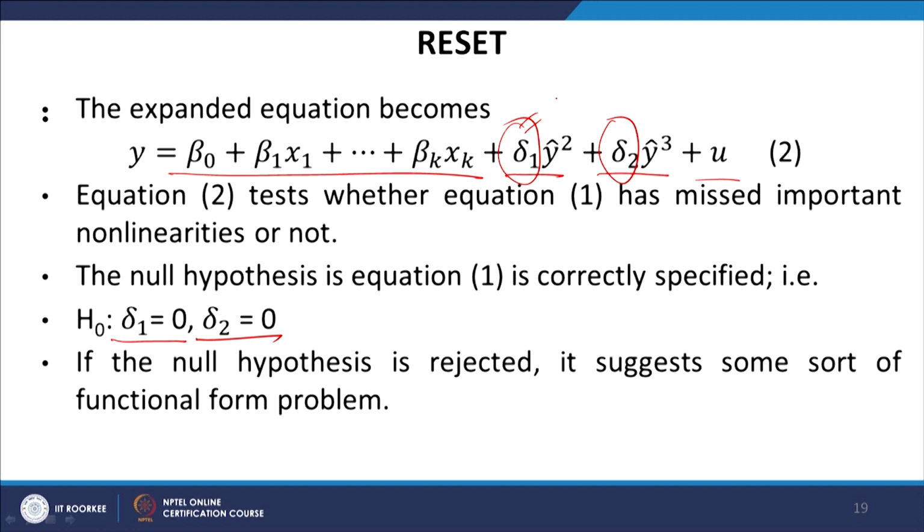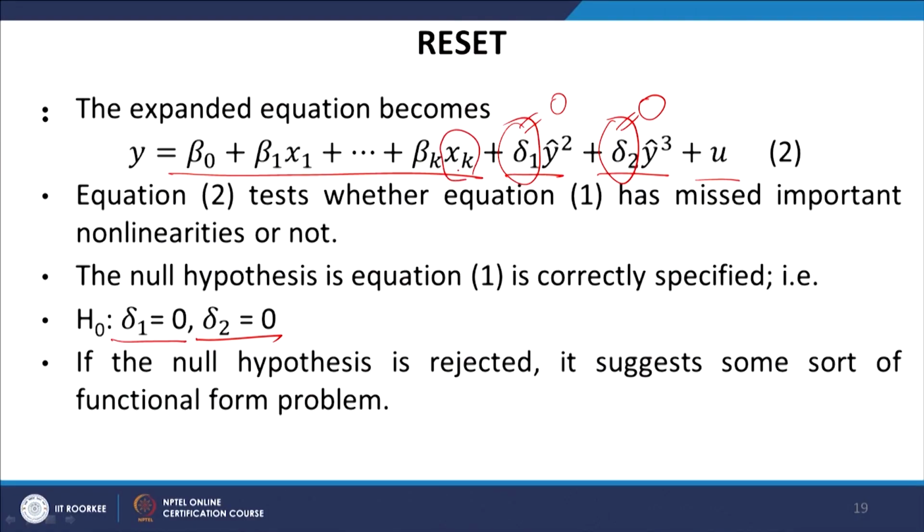If these two parameter estimates are equal to 0, then there is actually no model misspecification in terms of exclusion of nonlinear functional forms of the existing independent variables. If the null hypothesis is rejected, it suggests some sort of functional form problem, that is, some nonlinearities of one or more independent variables should have been present in the model specification. But if the null hypothesis is not rejected, then probably we do not have any problem.